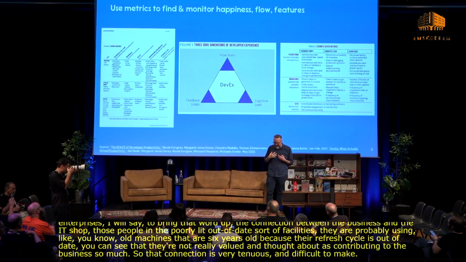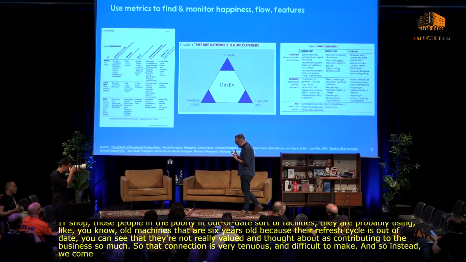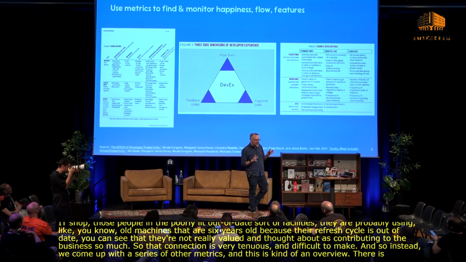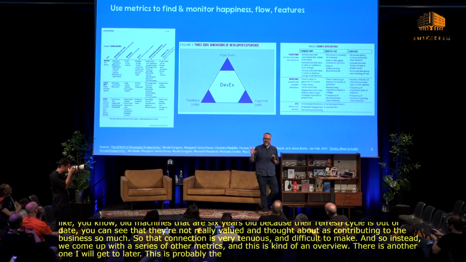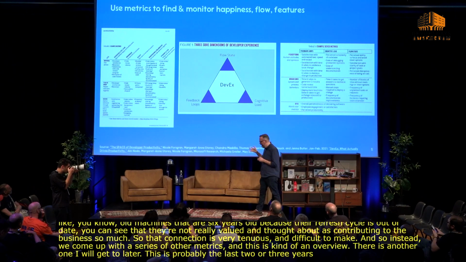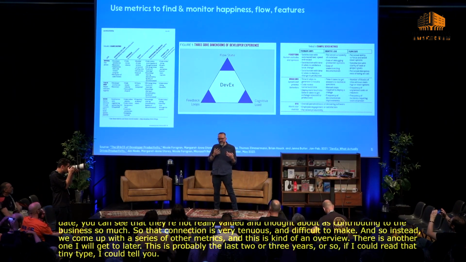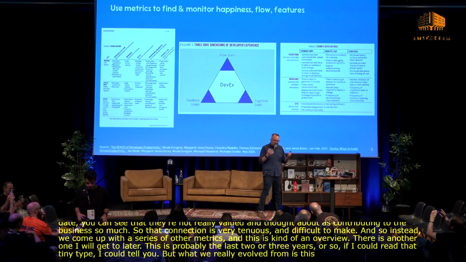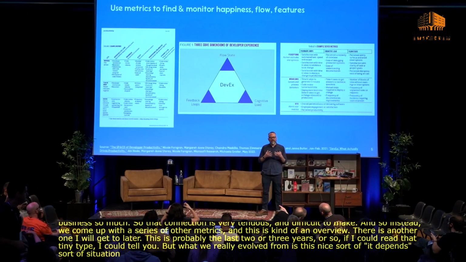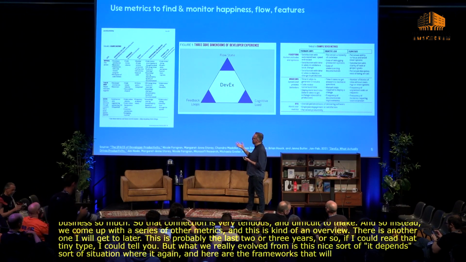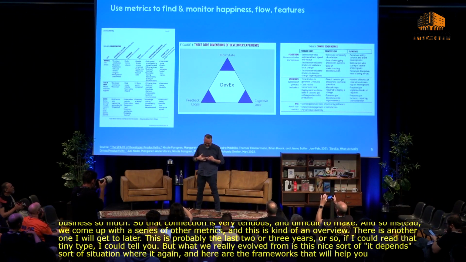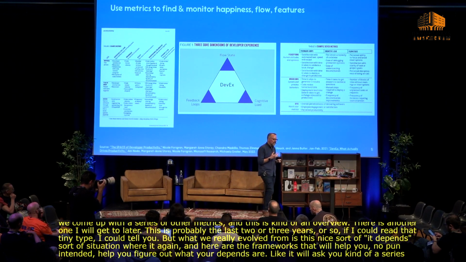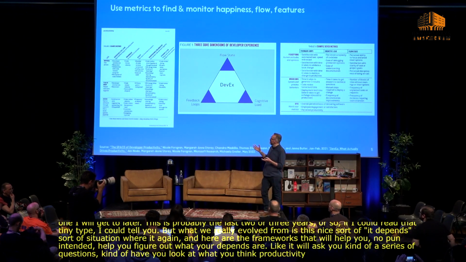And so instead, we come up with a series of other metrics. And this is kind of an overview. There's another one that I'll get to later, but this is probably the last 2-3 years or so. If I could read that tiny type, I could tell you. But what we've really evolved from is this nice it depends situation, where it depends, and here are the frameworks that will help you, no pun intended, figure out what your depends are. It will ask you a series of questions, have you look at what you think productivity is and how it applies, and eventually you'll go down to one.